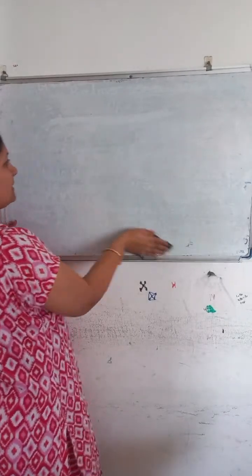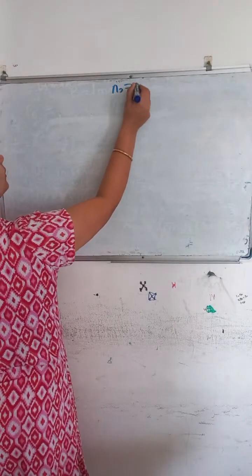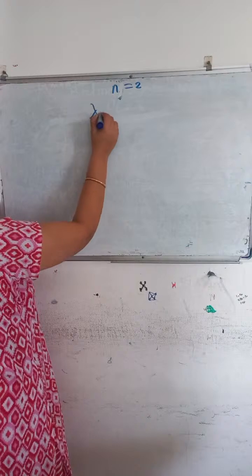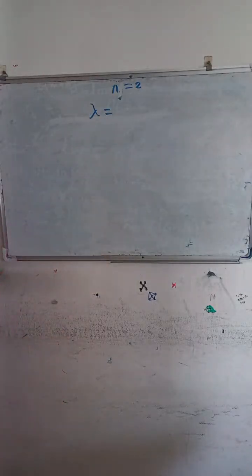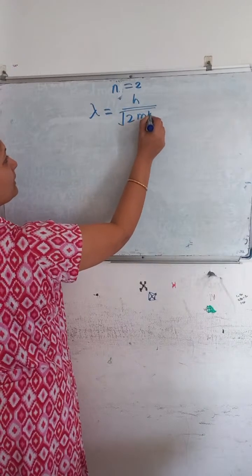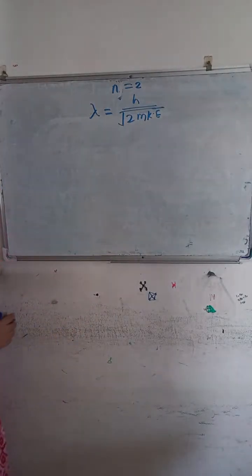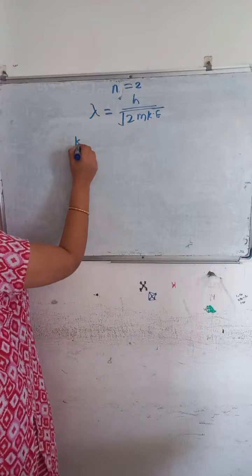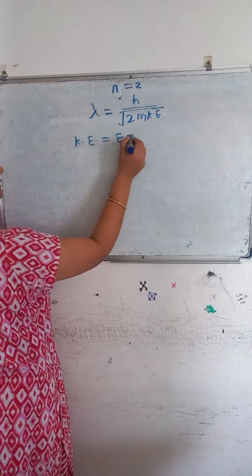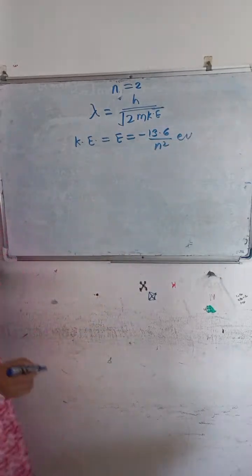Here a hydrogen atom is given, and the electron is orbiting with n equal to 2. The de Broglie wavelength, I know, lambda is nothing but h upon square root of 2m into kinetic energy, but I don't know the kinetic energy. Kinetic energy is nothing but energy, that is equal to minus 13.6 by n square electron volt, correct.